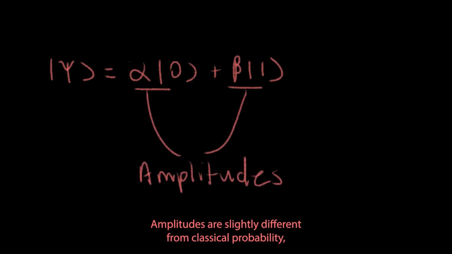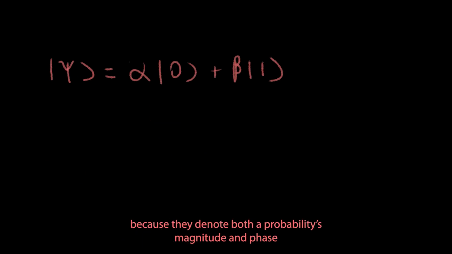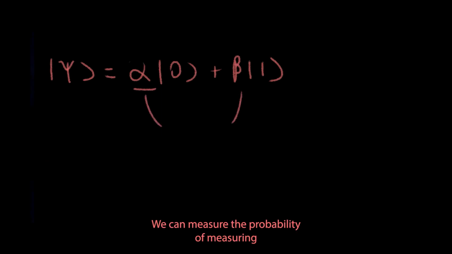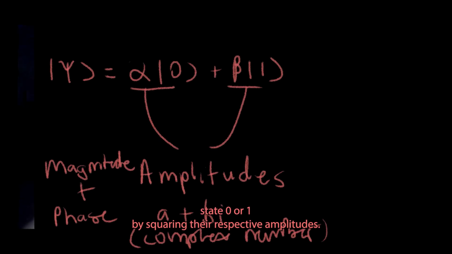Amplitudes are slightly different from classical probability as they are represented by complex numbers because they denote both the probability's magnitude and phase, which represents a directional property of the qubit. We can measure the probability of measuring state 0 or 1 by squaring their respective amplitudes.